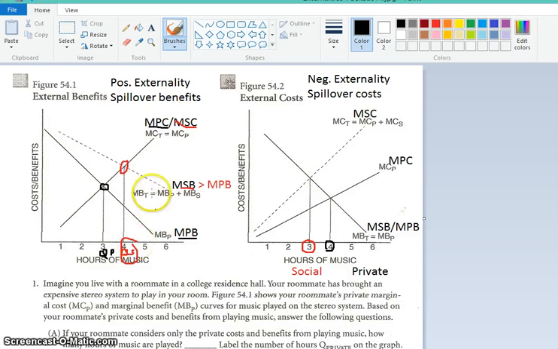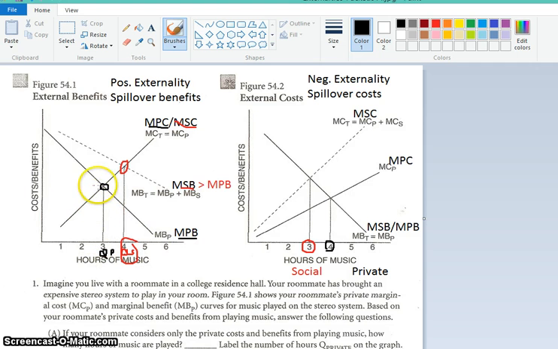So again, your roommate does not consider your external benefits. So he doesn't consider the social benefits. He's only worrying about himself. So when he only worries about him or herself, is the quantity of hours played too big or too small? Well, if he considers everybody, how many does he play? The social level is 4. But the private level is 3. So if he only considers him or herself, she plays too little music. Should play 4, but they only play 3.